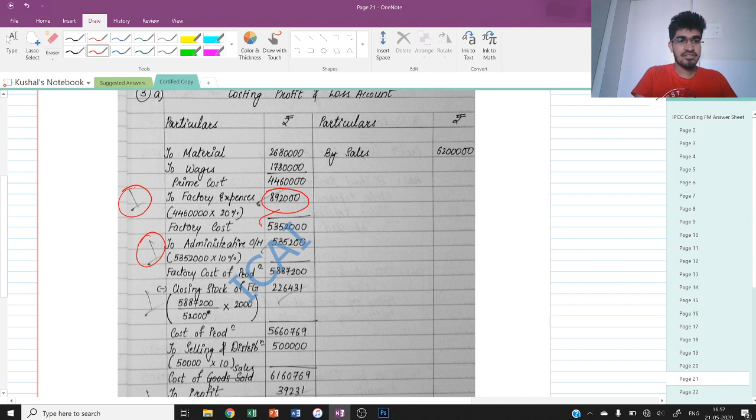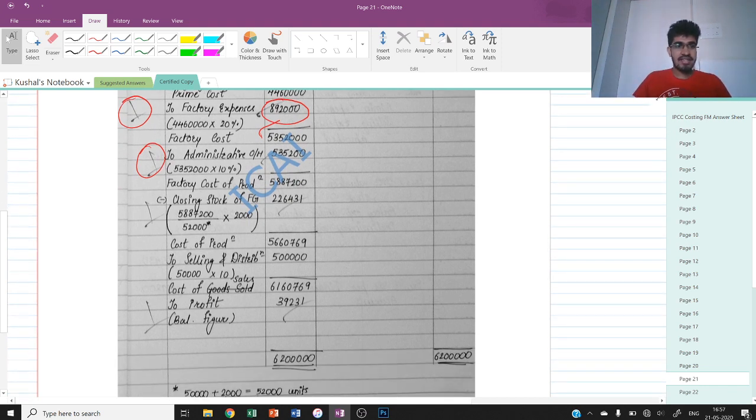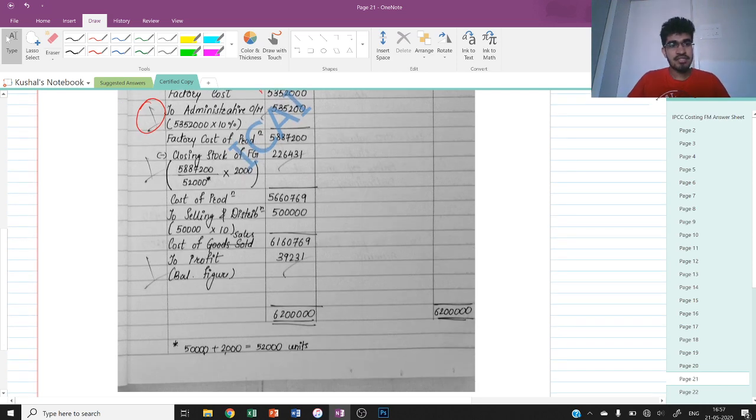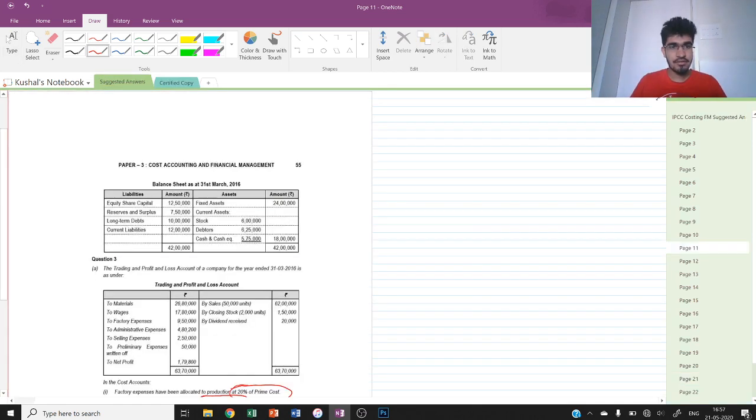We get the factory cost of production. Subtract the closing stock of finished goods. Okay, this is an important part. You have to divide 58,87,200, which is the factory cost of production, by 52,000. 52,000 is nothing but the total number of units produced, 50,000 plus 2,000 units, and multiply it by the closing stock. I'll just quickly show you how 52,000 has come.